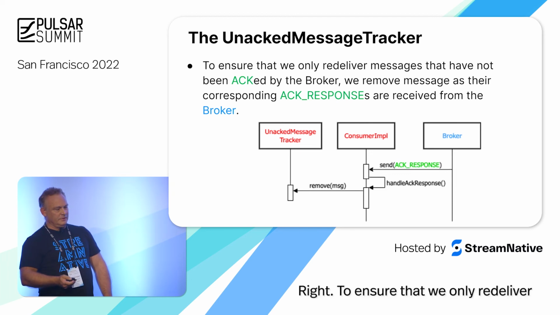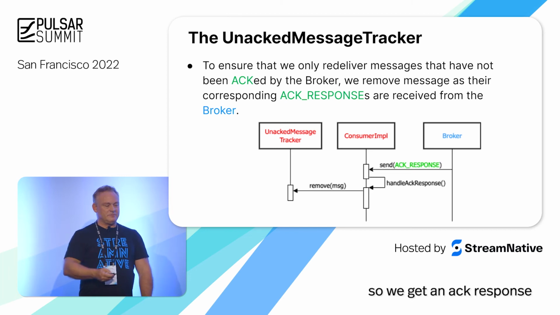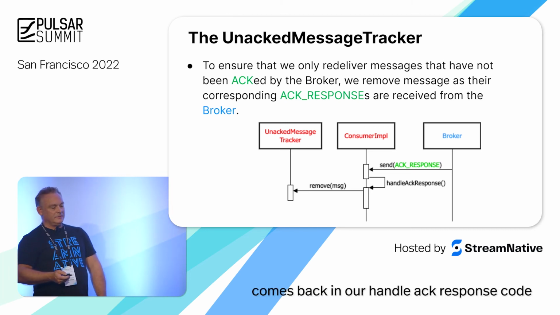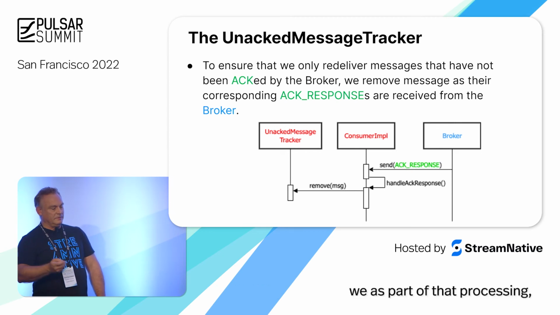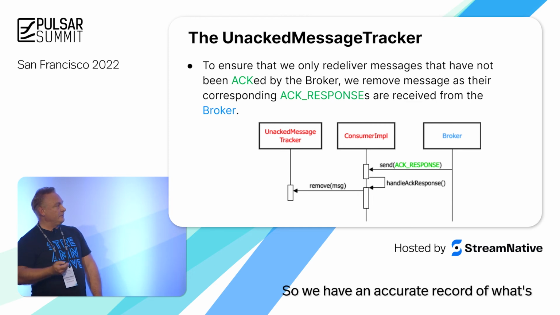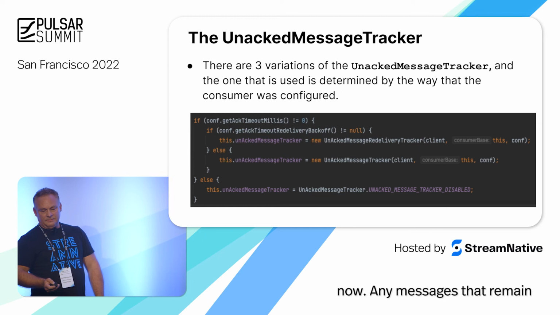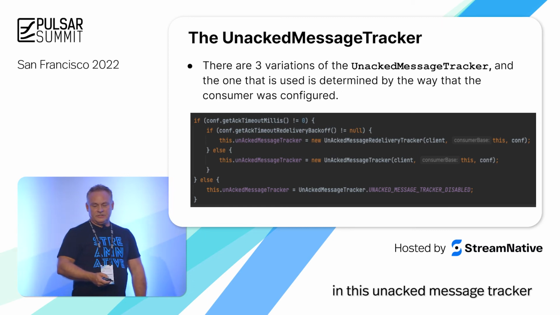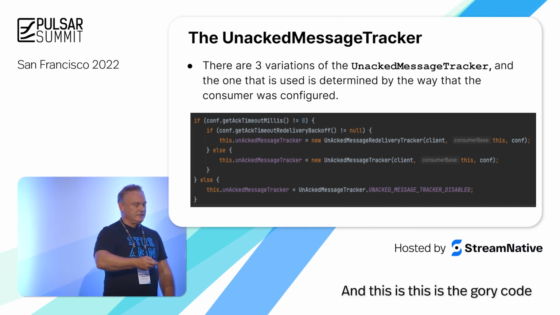Right, to ensure that we only redeliver messages that have not been Acked, we remove the messages as they come back. So again, an Ack response comes back. In our handle Ack response code block and on the consumer side, on the client side, as part of that processing, we remove it from the UnackedMessageTracker, so we have an accurate record of what's been sent and what's been acknowledged back. Now, any messages that remain in this UnackedMessageTracker after the Ack timeout can be handled in one of 3 ways, and this is the gory code.